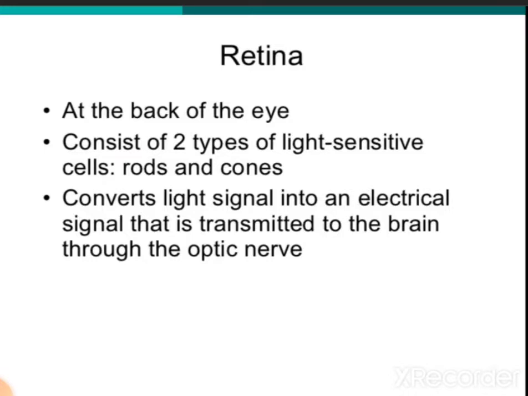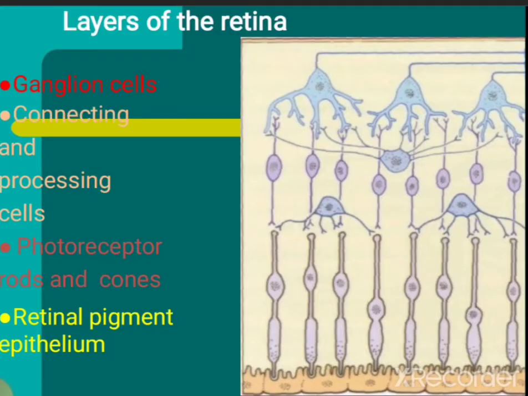So then the third layer, the innermost neuronal layer of the eyeball, is the retina. At the back of the eye we have the retina. It consists of two types of light sensitive cells which are known as rods and cones. They convert the light signal into an electrical signal that is transmitted to the brain through the optic nerve. So here we can see the retina.